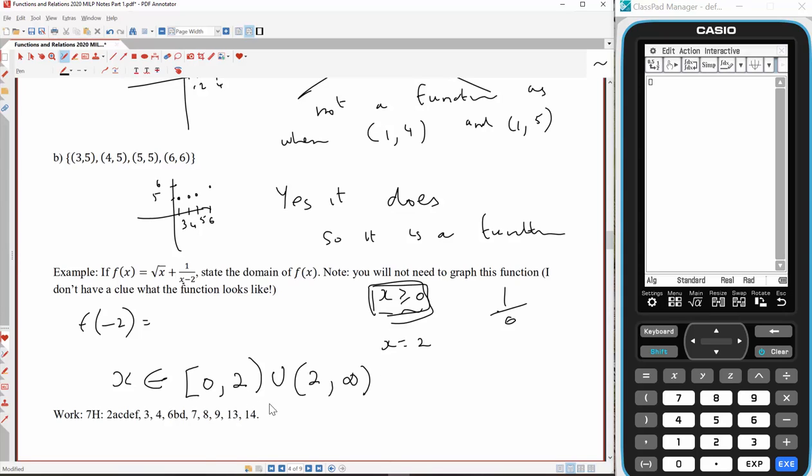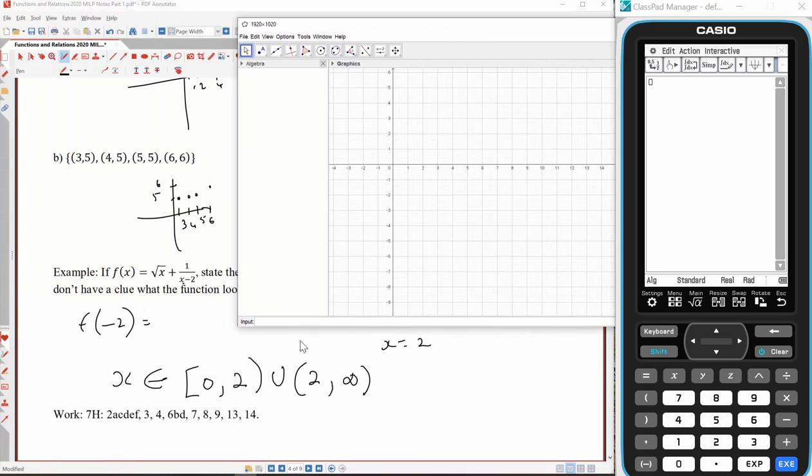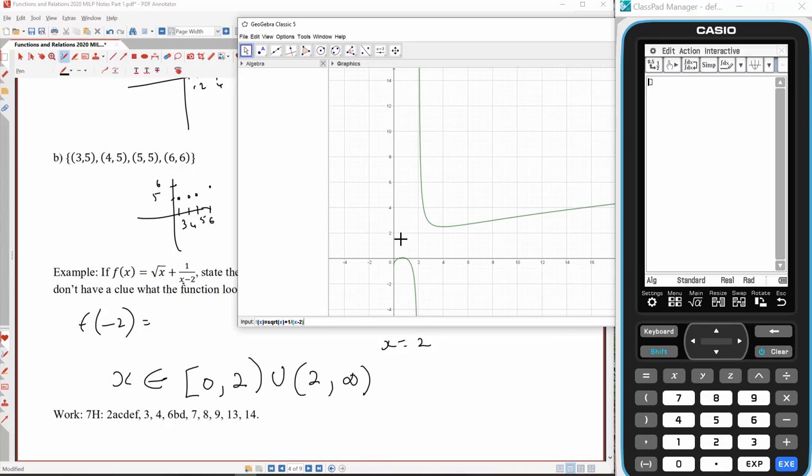If you want to hang around, I'll quickly graph that function so we can see it. And you might get an idea of how the function is going to behave. But if you want to actually get started on your work, feel free not to watch this. Okay, so f of x equals square root x plus 1 over x take 2. All right, so there's my function. And you can see what it's doing here.